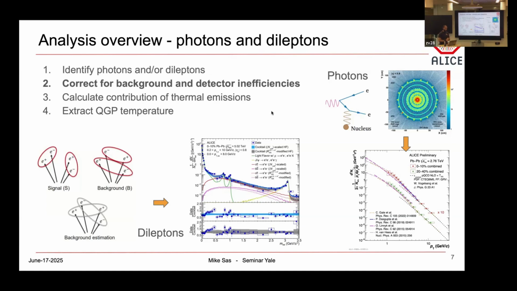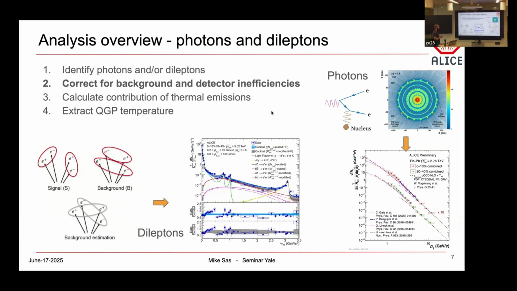Yeah. So then to quickly go over the analysis, which is a bit similar for both, I already went over it quite a bit. The first step of any of these analyses is that you have to identify your photons and dileptons. There's a very big effort to really understand all the backgrounds and the detector inefficiencies. If you did any analysis yourself, you know how difficult this can be.